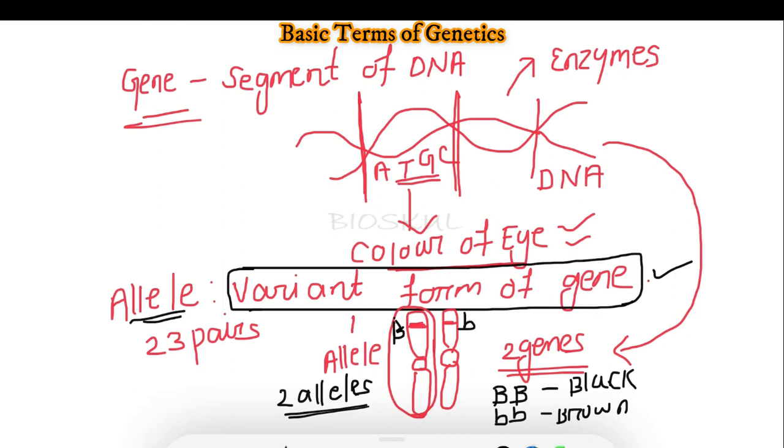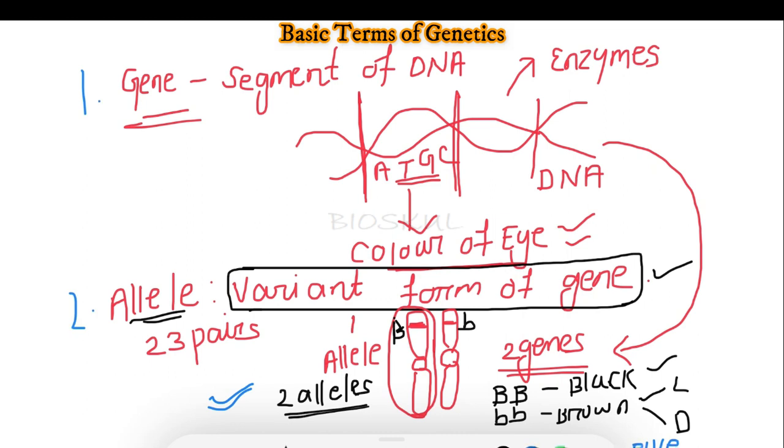If we talk about the population, for example for eye color, some people have black eye color, some people have brown color. Brown may be light brown or dark brown. Also some people have blue eye color. So different alleles, or multiple alleles, we can find in a population, but in an individual only 2 alleles are present. So what is an allele? An allele is a variant form of a gene. Hope now you have a clear idea about gene and allele.